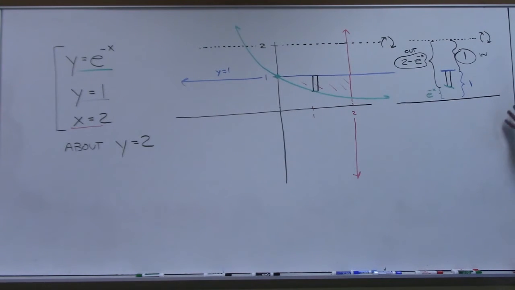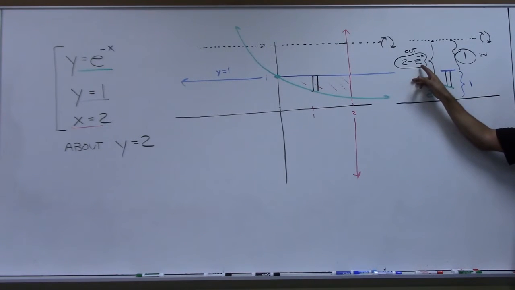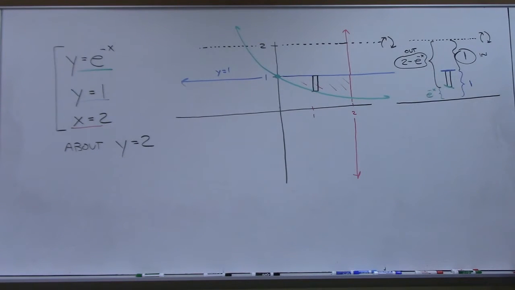We sure? Everyone understands why this is not e to the negative x minus 2? Right? It has to be 2, take away the e to the negative x.